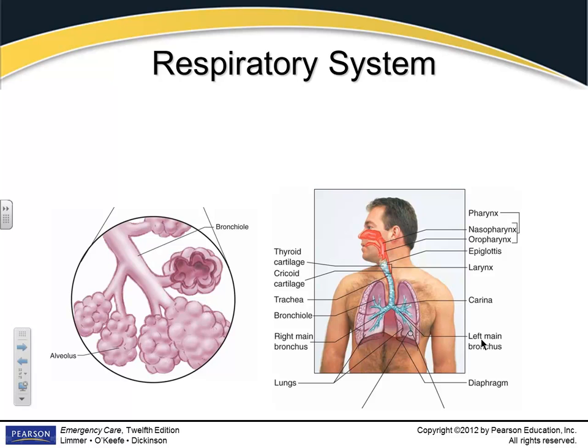So the epiglottis is going to be up at the top here. When we swallow, it's going to close. That's going to protect the airway to keep stuff from going down it, so it'll shoot down the other way.